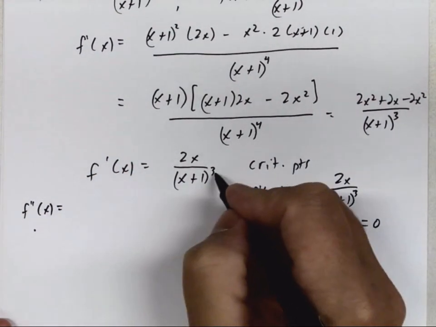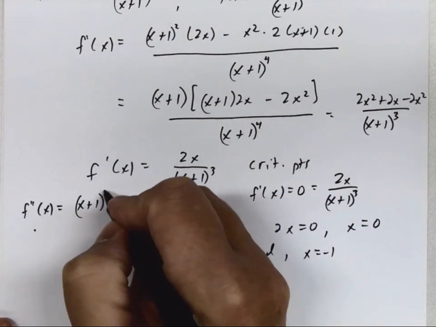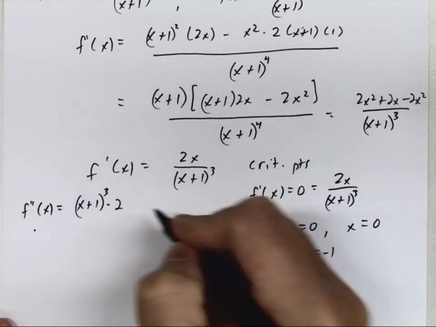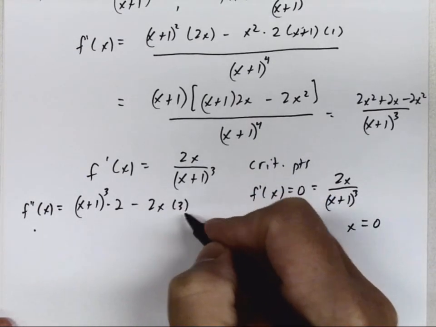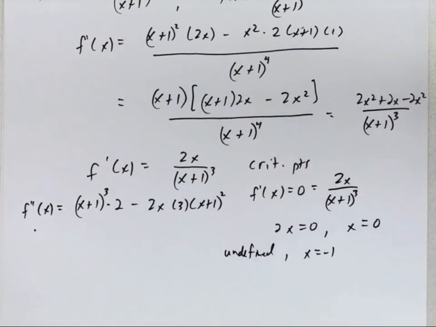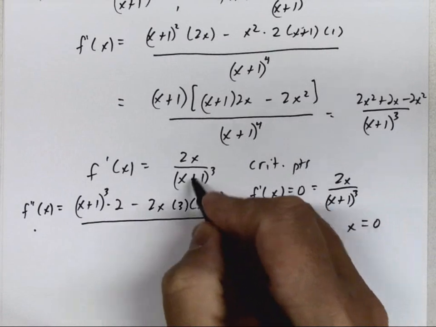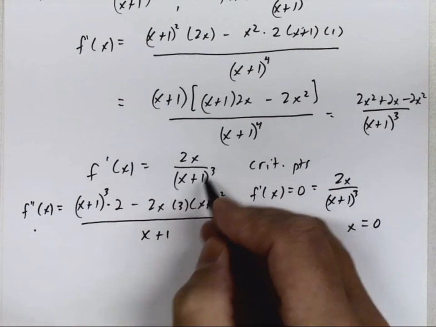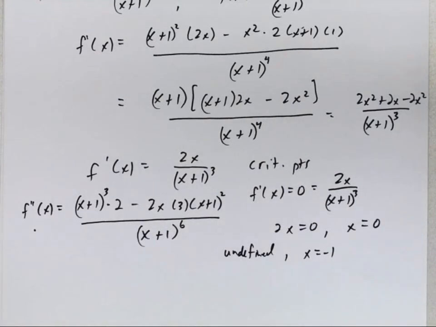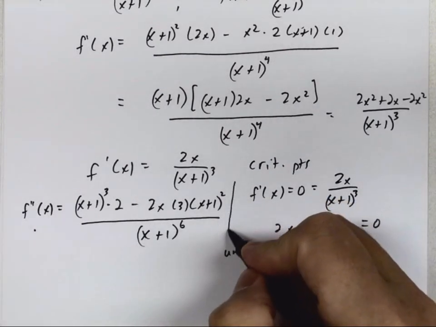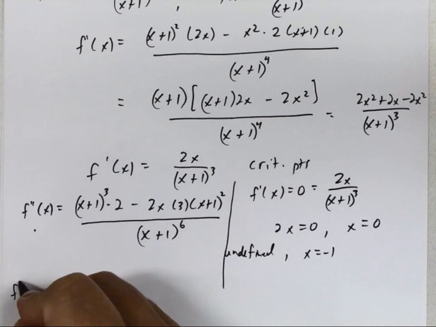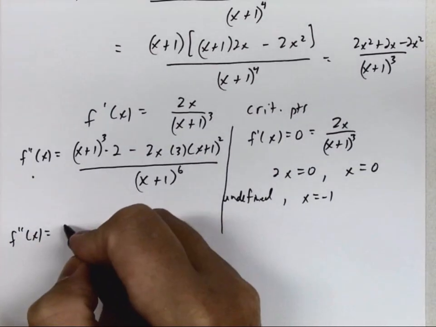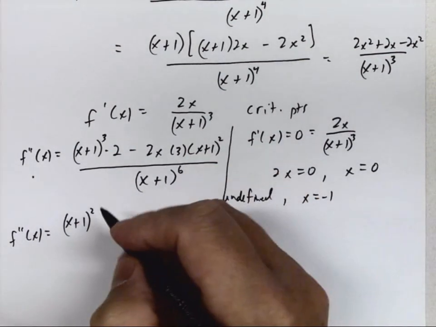Hope it's not too messy. So you take the bottom times derivative of the top minus the top times derivative of the bottom, which chain rule once again, and all that is over the bottom squared. So this time x plus 1 cubed becomes x plus 1 to the 6th. Once again, just like I did before, I'm going to factor out, in this case, I can factor out x plus 1 squared. So I can hopefully simplify this a little bit.